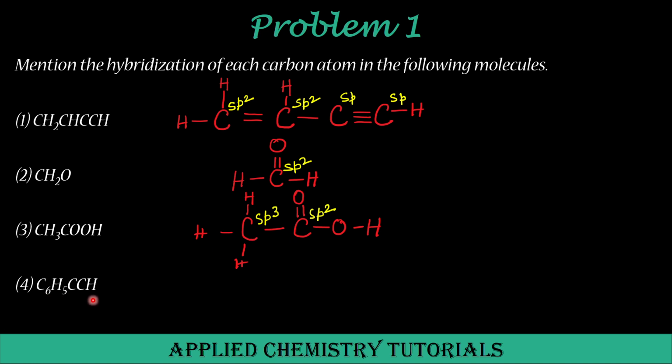Now for the next example, you can see there is a C6H5, so this is a phenyl ring and then 2 carbons are attached to it. So the structure is like this. Now to satisfy the tetravalency of these 2 carbons, there will be a triple bond. So any triple bonded carbon atoms are sp hybridized, so these 2 will be sp hybridized, and the phenyl ring carbons are, since they are double bonded carbons, all sp2 hybridized, as you can see here.